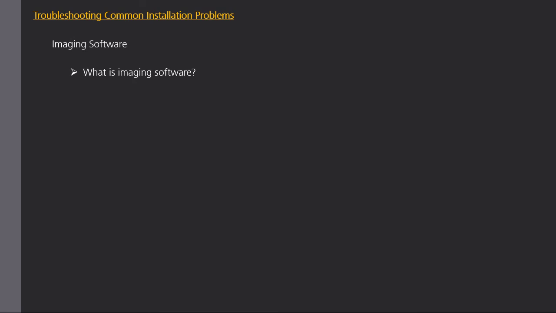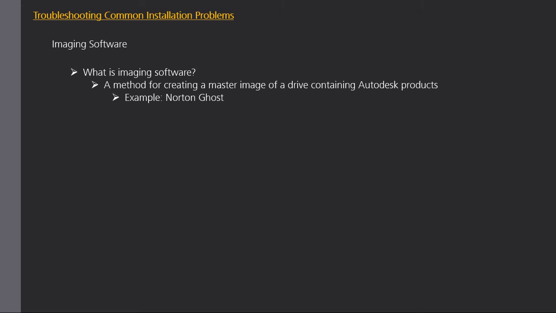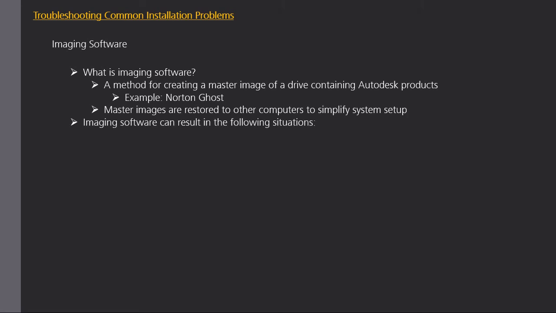Imaging software. What is imaging software? It is a method for creating a master image of a drive containing Autodesk products. One example is Norton Ghost. Of course, there are many other options out there, but in general, they all work similarly. Master images are restored to other computers to simplify system setup. Imaging software can result in some of the following situations.